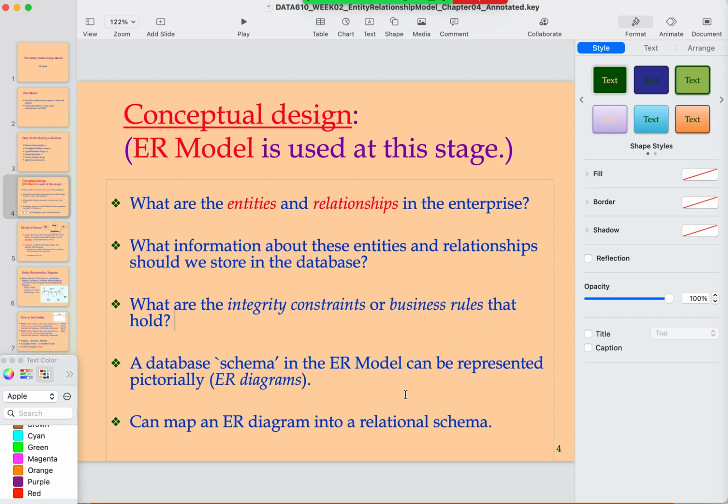The database schema in the entity relationship model is represented visually, it's a visualization of the database as an entity relationship diagram. And then we can map this diagram into a relational schema.